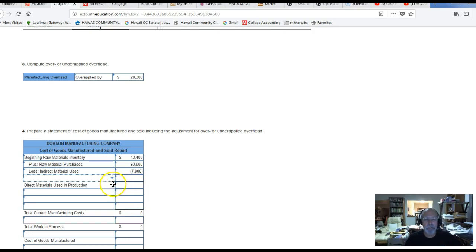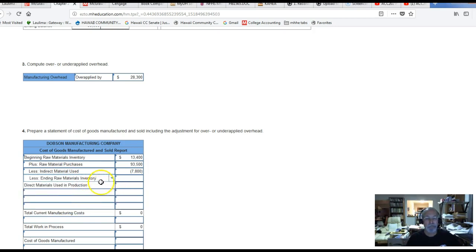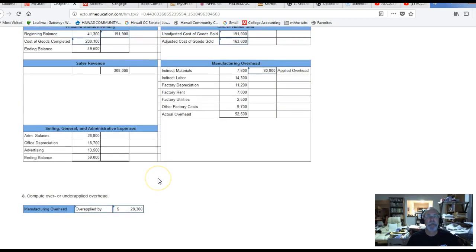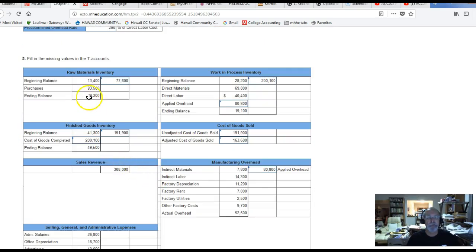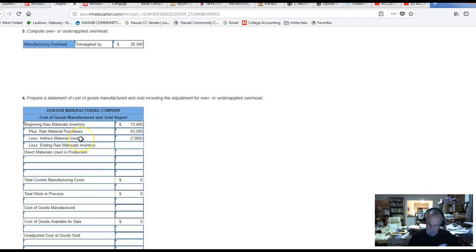And then the final item to show on our statement is going to be our ending inventory. Whereas beginning inventory is always shown as a positive amount, our ending inventory in this type of calculation is always shown as a negative amount or a subtraction. And so we go back to our raw materials, get the ending balance of 29.3, and again show that as a minus.